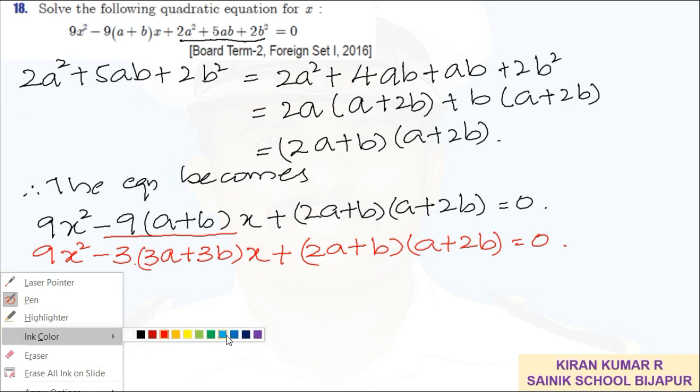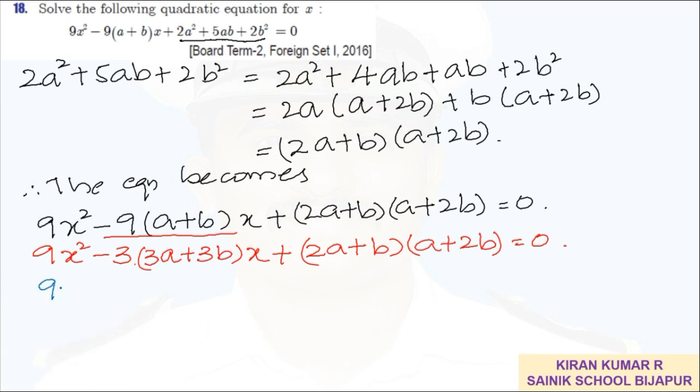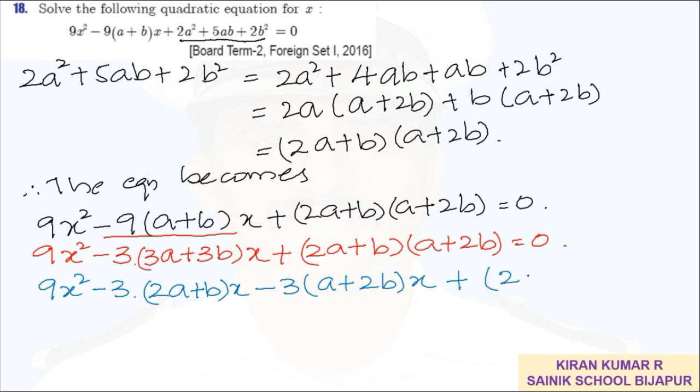I'll change the color. Let me write this as 9x square minus 3. This particular thing I will write as 2a plus b multiplied to x minus 3 times of a plus 2b multiplied to x plus 2a plus b multiplied to a plus 2b equal to 0. Did you all understand this step?